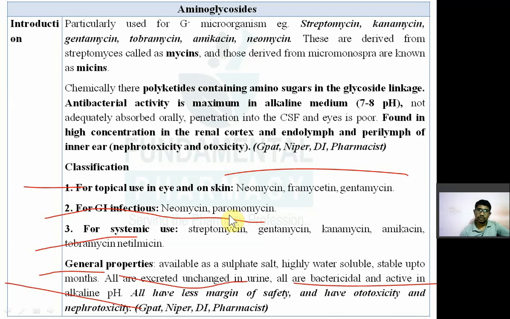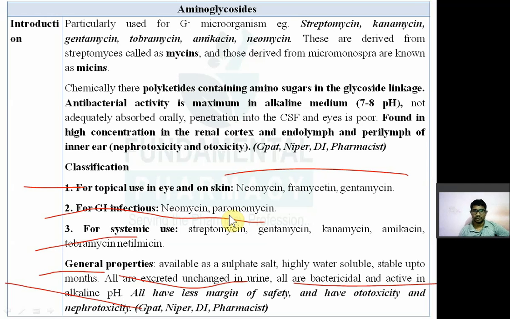Okay, so aminoglycosides are dose dependent killing. As the dose increases, their action increases. Initially, at a lower concentration they act as bacteriostatic, and at a higher concentration they are bactericidal. They show dose dependent killing. Okay, and they also have post antibiotic effect.